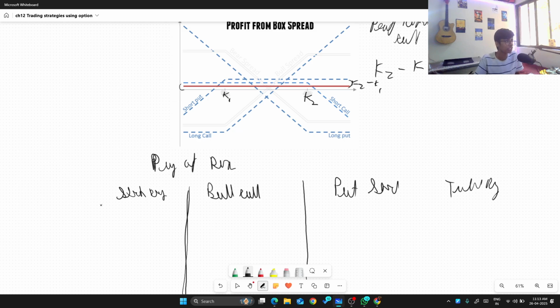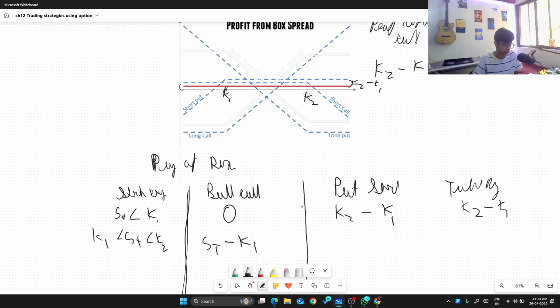If ST is greater than k1, the bull spread payoff would be 0, but the put spread would be k2 minus k1, and that would be the total, k2 minus k1, right? Finally, if ST is between k1 and k2, it would be ST minus k1, and this would be k2 minus ST, and the final payoff would be k2 minus k1.